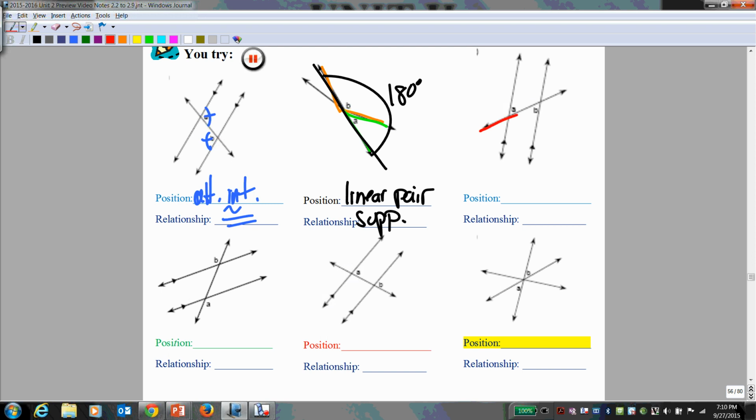This one, there's your stir stick cutting across. That's A and B. These are armpits of the Z. Same thing here, armpits of the Z. That's alternate interior angles. And those are always congruent when lines are parallel.